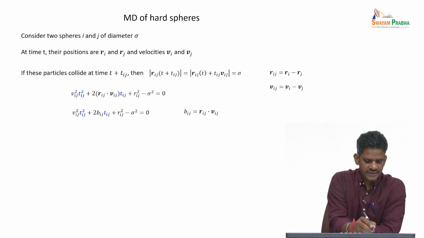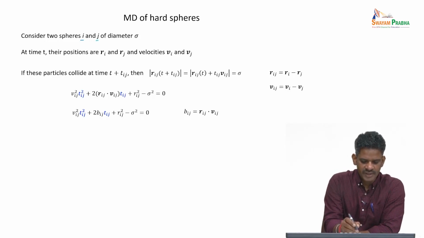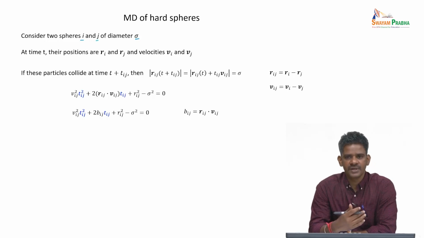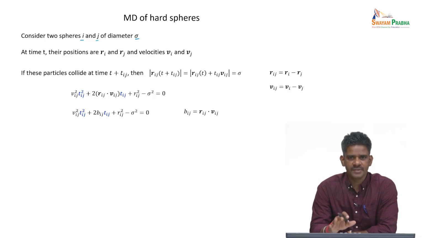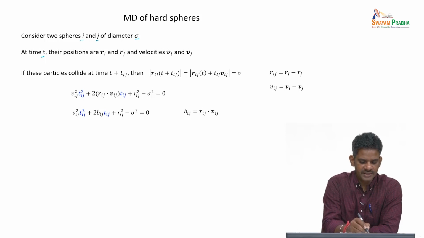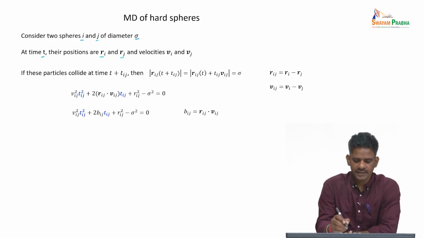So we have two hard spheres, i and j, and they have equal diameter sigma. This method can also be generalized for unequally sized colloidal hard spheres, but for this particular example we take all the particles of the same radius or diameter, and then at some point of time t, let us say the positions of i and j are given as Ri and Rj, and the respective velocities are given as Vi and Vj.